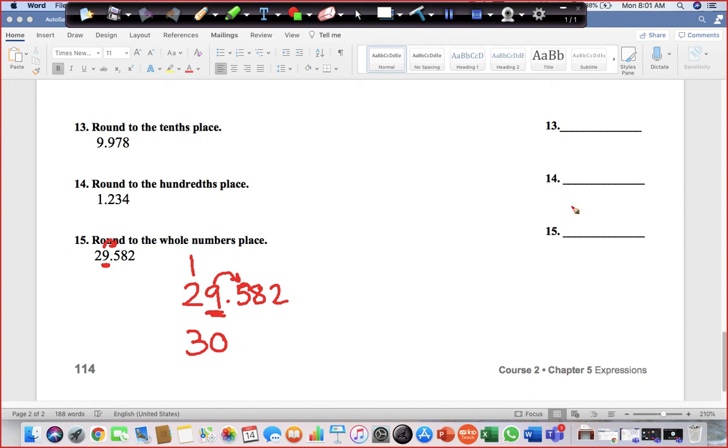And you could just leave it as 30 if you wanted to put 30.0. It means the same thing. But again, if we're rounding to the whole numbers place, we really want it to stop in the whole numbers place.